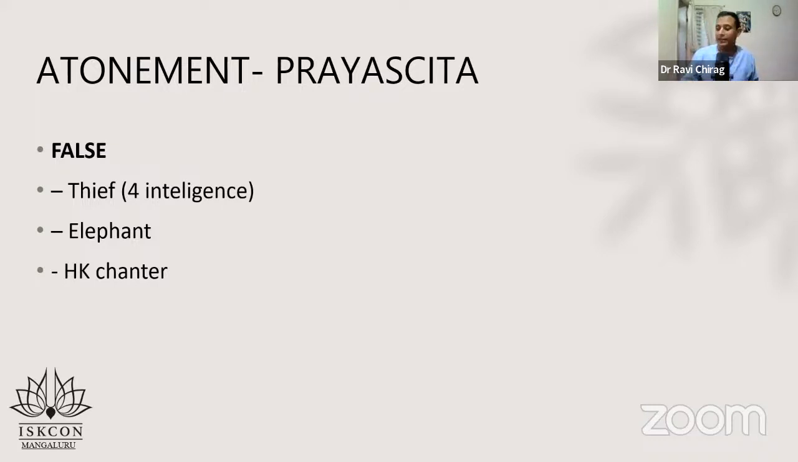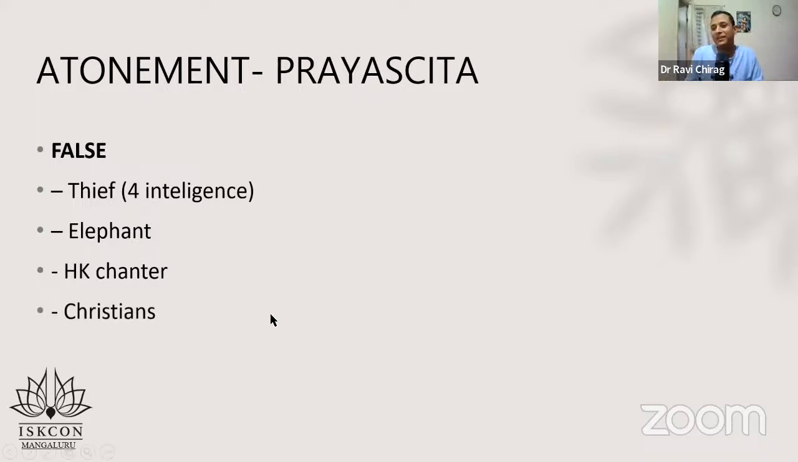Okay. So like that. For a neophyte devotee, when they start chanting the Hare Krishna Mahamantra, it is very nice. But when we want to advance in Krishna consciousness, we have to avoid these sinful activities. That is very important for our growth in spiritual life. Okay. So that is the thing.